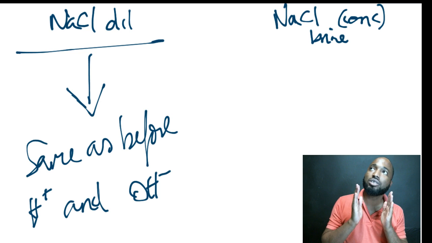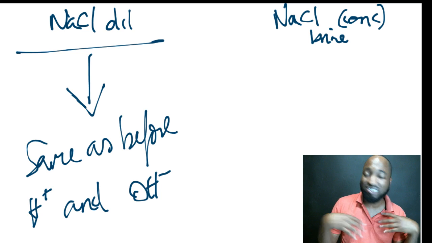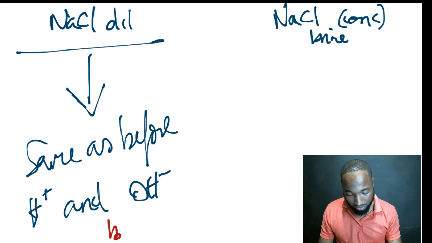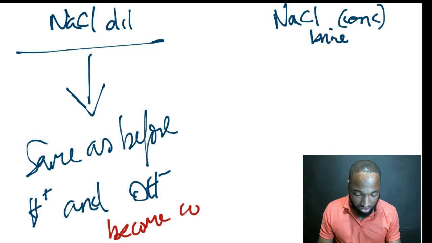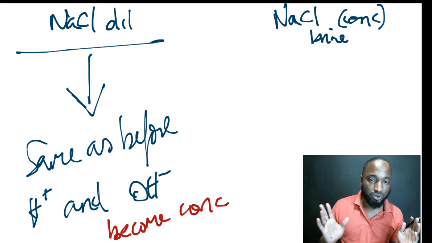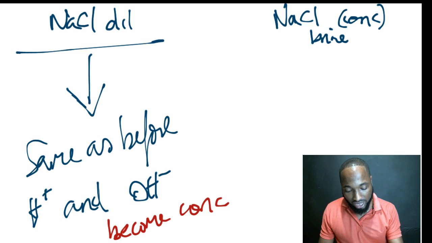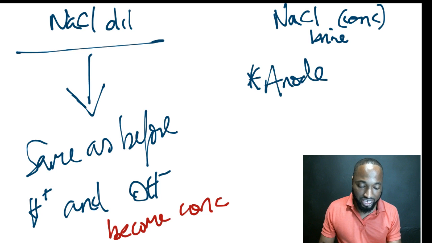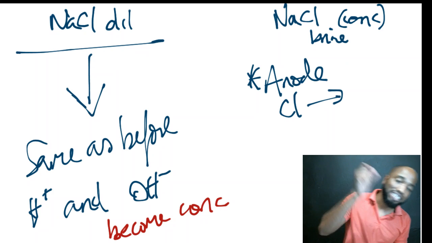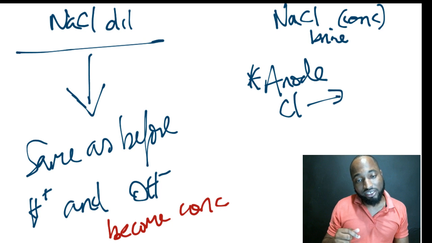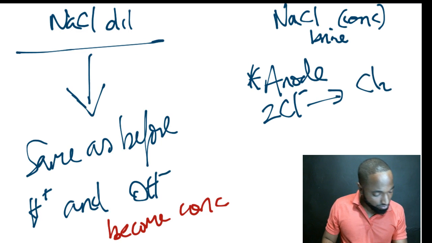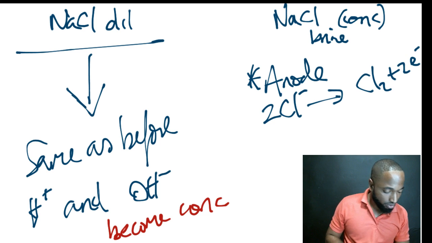Dilute sulfuric acid and dilute NaCl, same result. And because of that, what will happen? It will become more concentrated. Same thing, same as before. The brine is the exception, and the exception will happen where? At the anode. Because there's so much Cl, the Cl is going to come off. Even though the Cl is higher in the series than the OH minus, the Cl is going to come off. So you'll get the Cl2 plus the 2e minus, right?